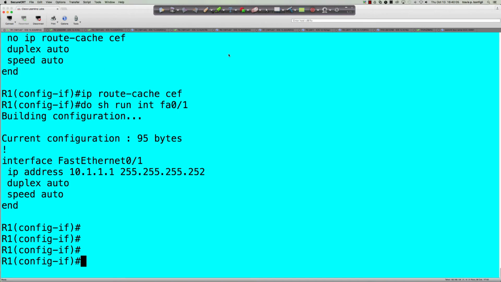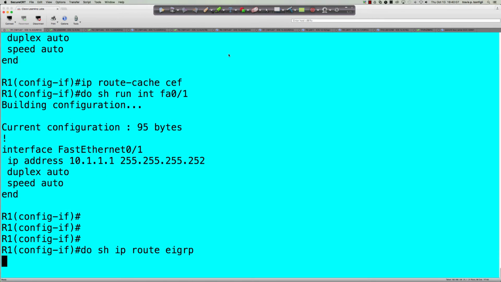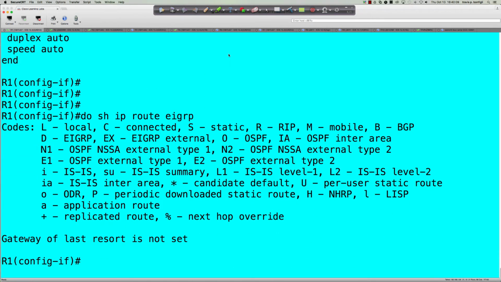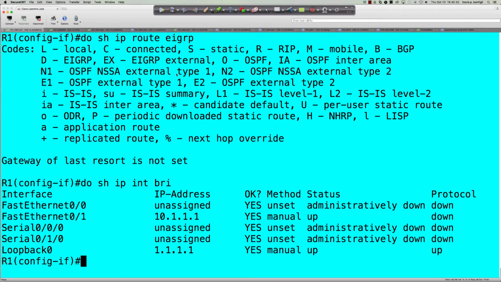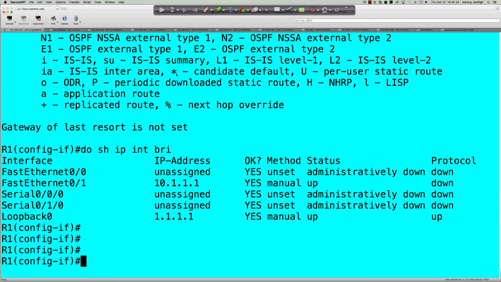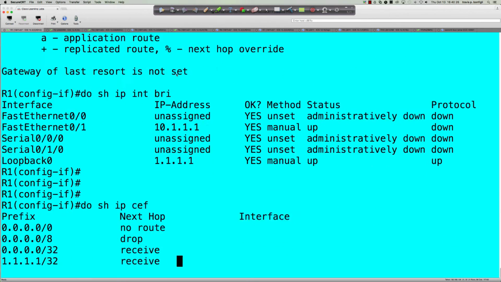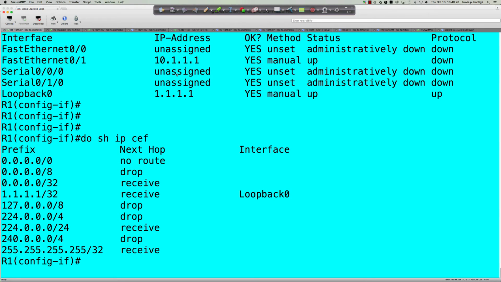So on this router, if I said do show ip route eigrp, I've got EIGRP running between the two. I think the interface on router 2 might be down right now. Let me make sure, do show ip interface brief, and this should be up here. Yeah, and we've got loopback addresses that are being exchanged. So the same thing on a real Cisco router. If I say do show ip cef, right, there are my entries.